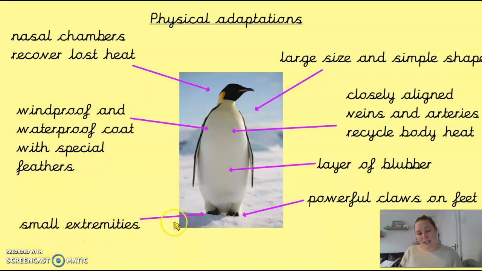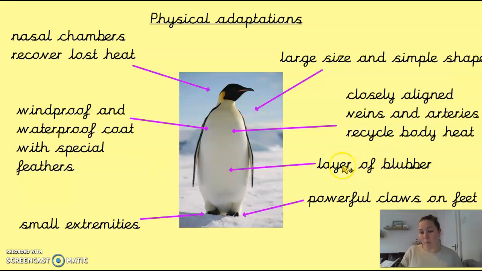It has got small extremities, so extremities being like our fingers and our toes. And if our body has to heat large extremities, big hands and feet, then we can't keep the warmth in our core. So we want to keep our core body warmer, so we want to avoid having to warm up lots and lots of different long fingers and toes. So they've got little feet. On their feet, they've got powerful claws. Now that is to help them on the ice and the snow.